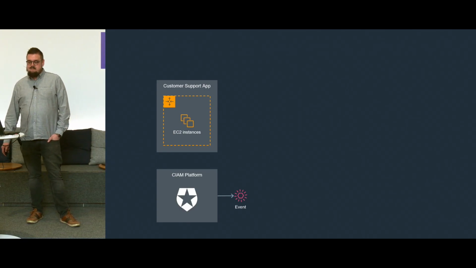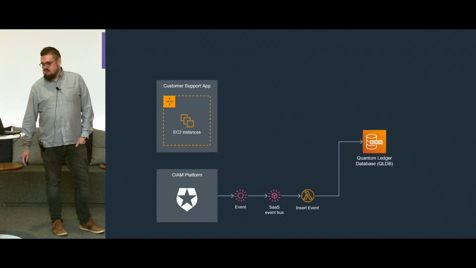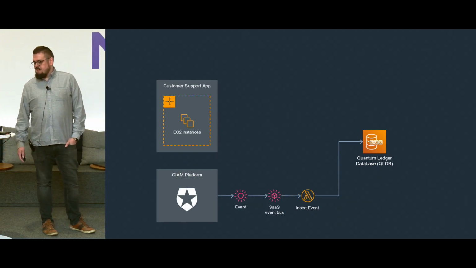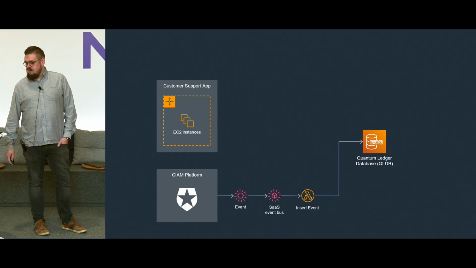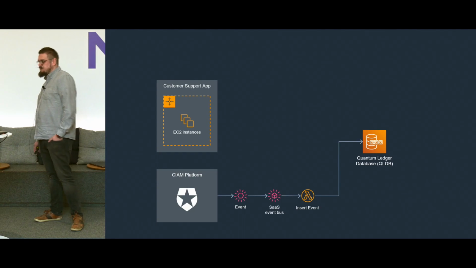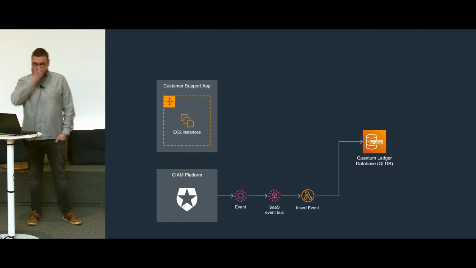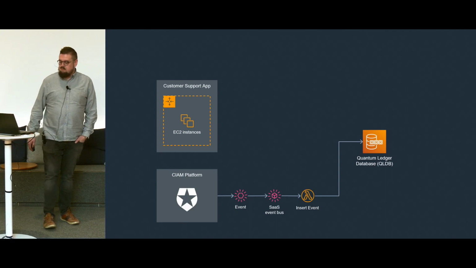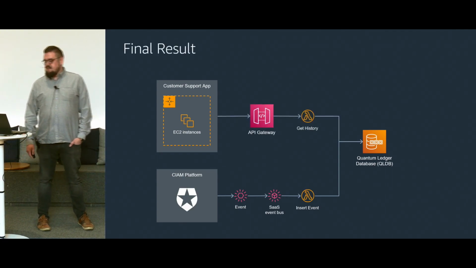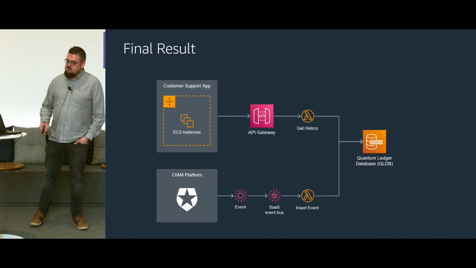And what we did is that luckily the authentication platform is able to send events because it has support for EventBridge SaaS event buses. And we capture that event using Lambda, which then inserts the event into our ledger database. So we're actually using purpose-built databases here as well. And this has worked pretty well for this use case. And again, there's an API gateway querying the data whenever the customer support application needs it.